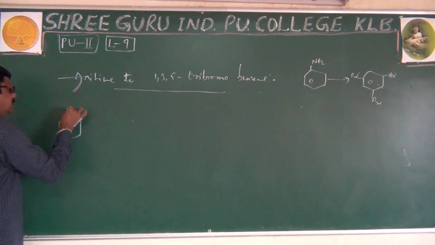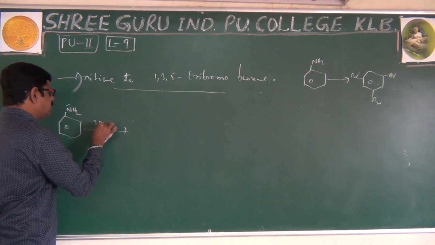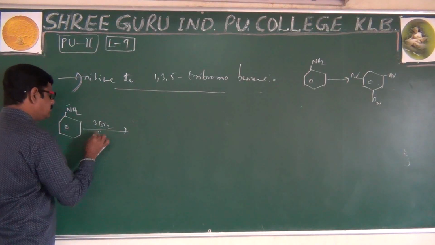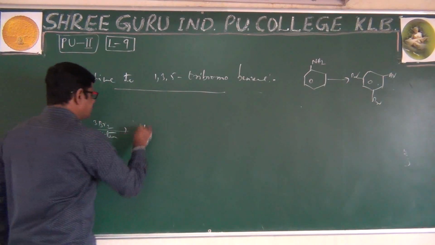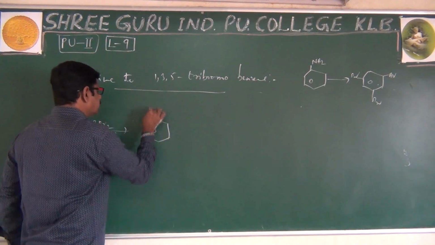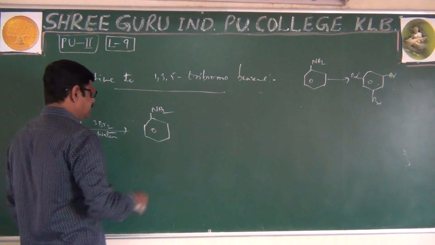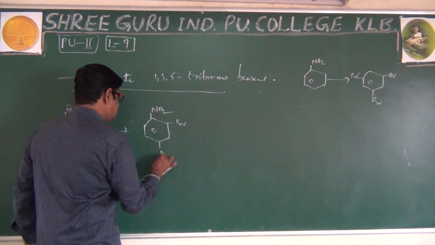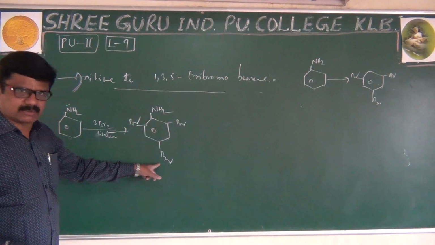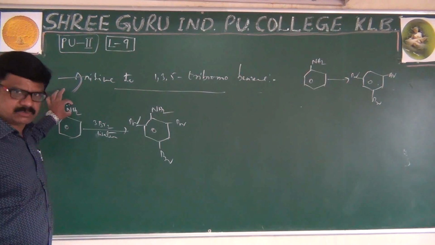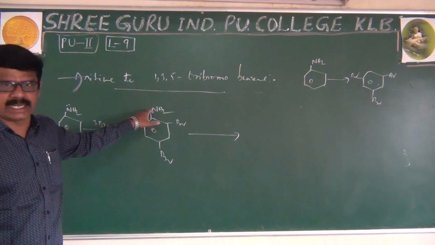Aniline is reacting with bromine water. The tribromo substitution is obtained. This we have already learned in the electrophilic substitution reactions of amines, that is aniline. Three bromines will be substituted at the two ortho positions and the para position because NH2 is a highly activating group. Next, if you see the product, there is no NH2 group.